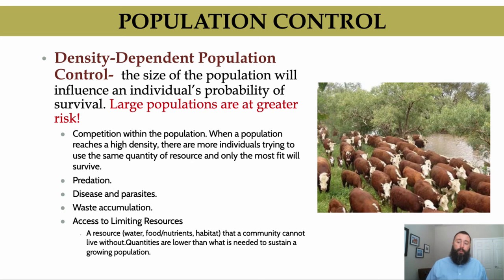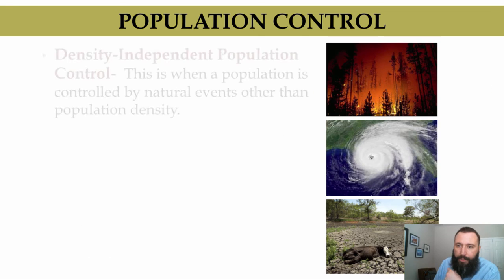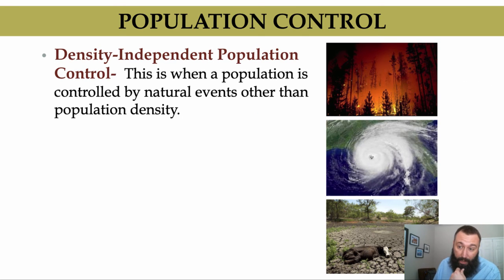Competition for those resources like water, food, nutrients, and habitat is going to impact population size too. So just as there are density dependent population controls, there are also density independent population controls. There are other ways then that a population of organisms can decrease in size, and that could very well be caused by natural events.